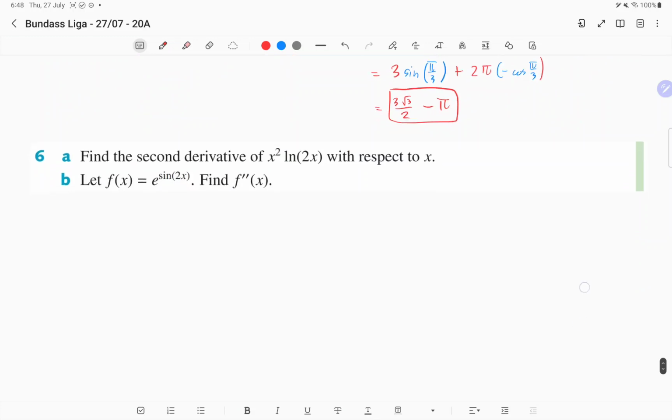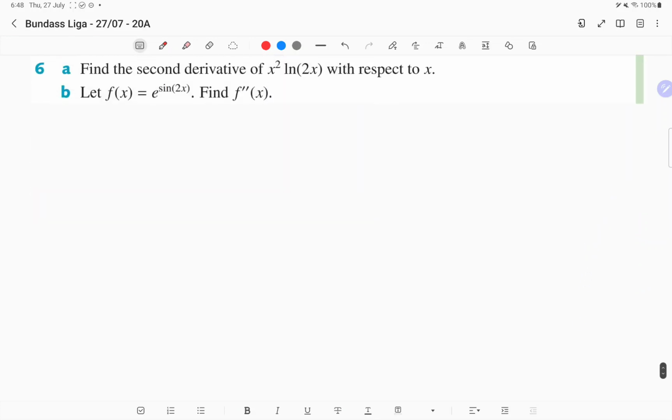In fact, you guys should go back, spend like half an hour, and redo all of these questions as fast as you can. That's when you know you can actually do all the questions yourself and get to the right answer. All right, now question 6.